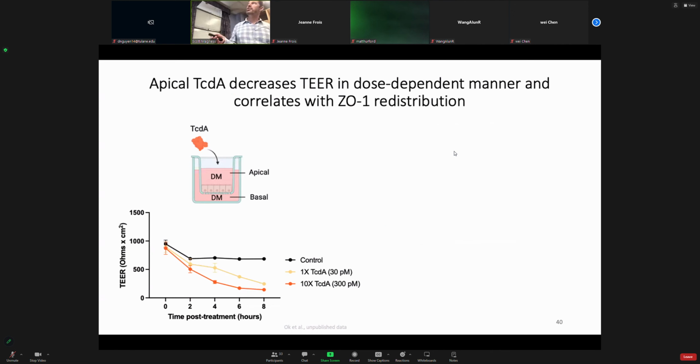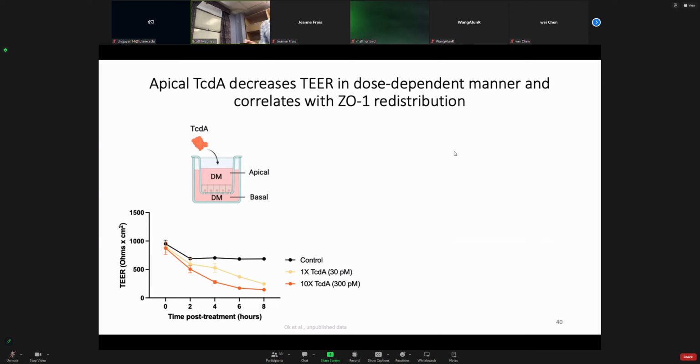I just have a few more slides. And what I'm going to show you is that we apply the C. diff toxin A to the apical side. And what you can see is that we have apical and basal side. You can see that we have a drop in transepithelial electric resistance, meaning we have holes that are opening up because of the toxin, which is what we predict. And it's also dose dependent.